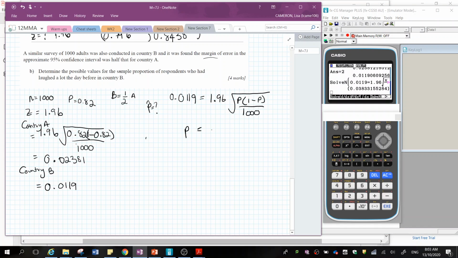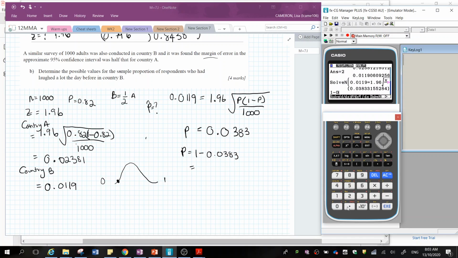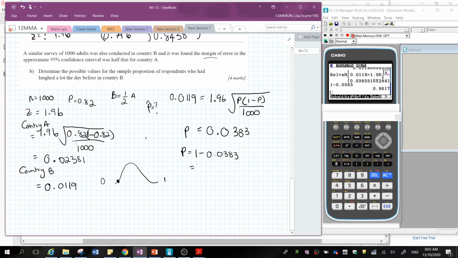So here it's telling me that p is equal to 0.0383. Now, that's well and good, but I do know that I have 2 solutions, because if this is a z-score, we found the one that's down here closest to 0, but there's also one up here closer to 1. So in order to work out the second score, I'm going to do 1 minus 0.0383.